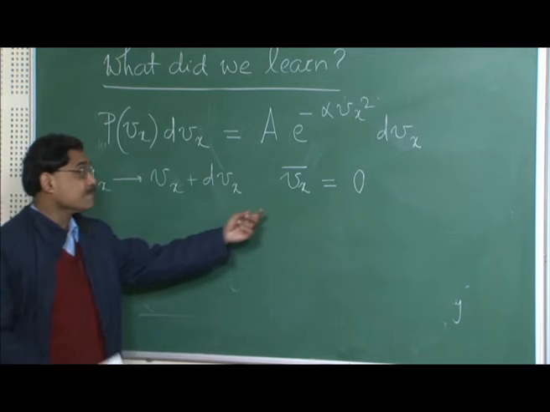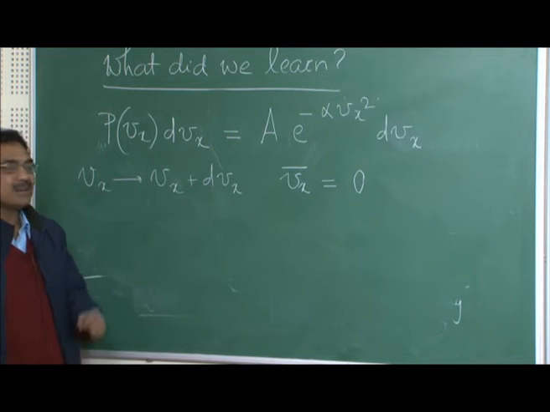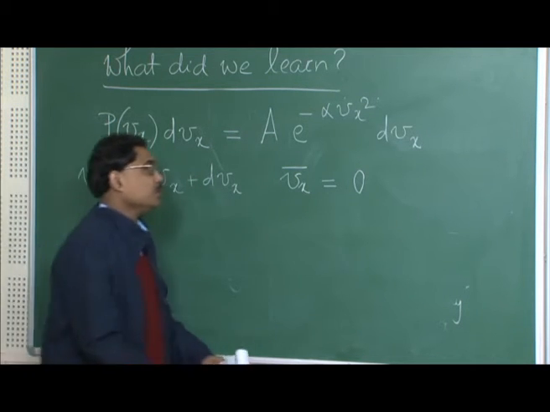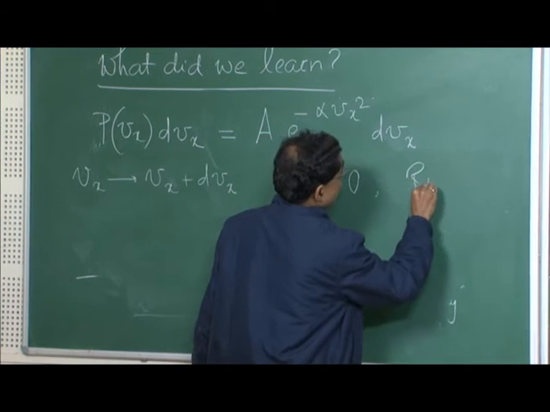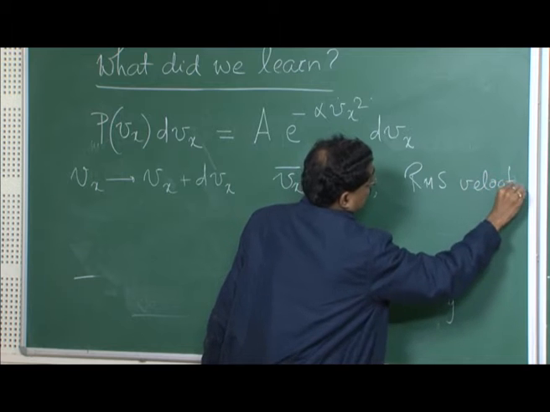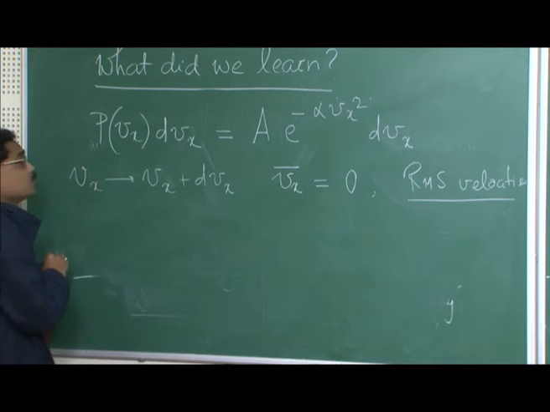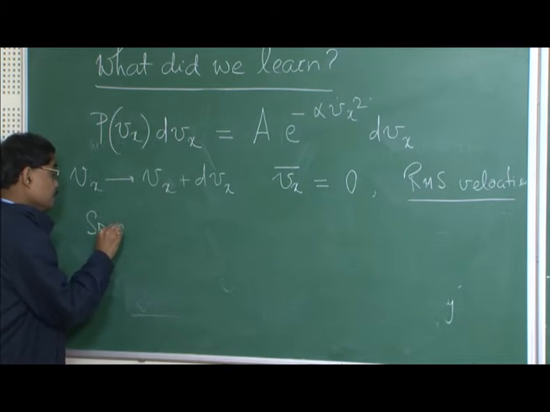So, mean velocity is not very helpful for us. We should go for something more. We will talk about something called RMS velocities. Now, there is one more concept which turned out to be very useful, okay, that is called speed distribution.